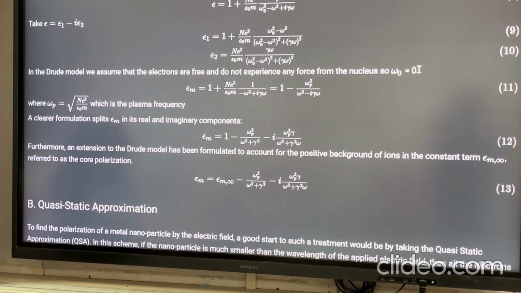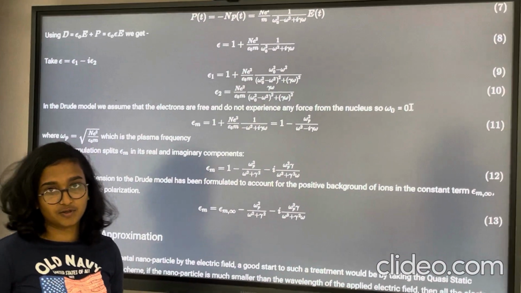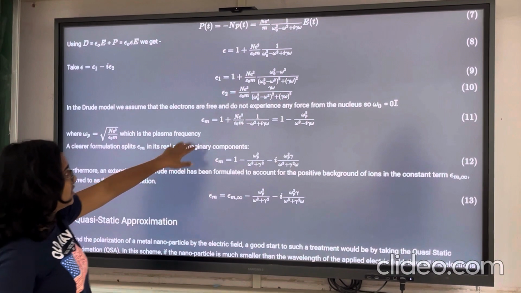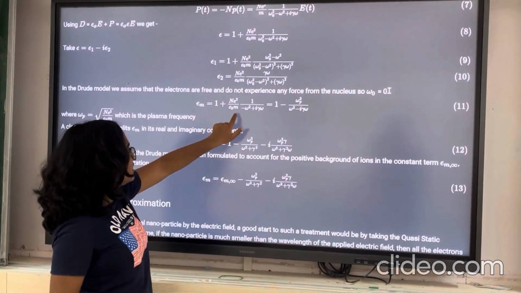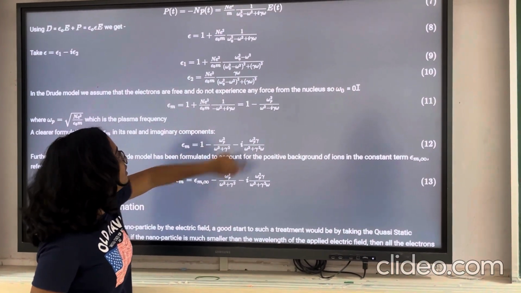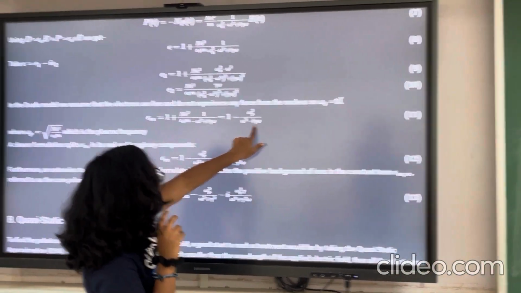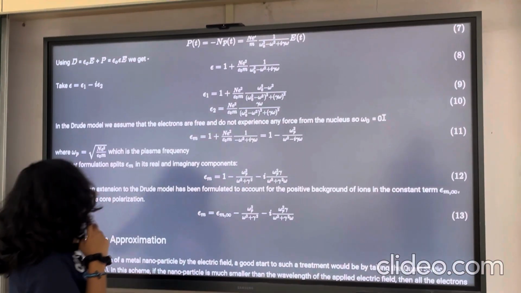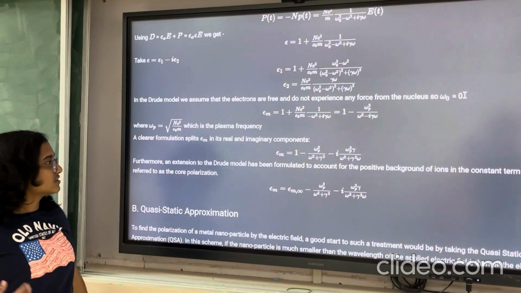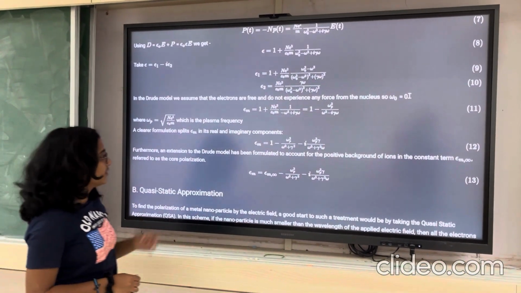And then in the Drude model, we assume that the electrons are free, and so they do not experience any force from the nucleus. This means that omega naught becomes 0, and so epsilon m in the medium becomes 1 plus n e square by epsilon naught m times 1 by minus omega square plus i gamma omega. This can be further written as 1 minus omega p square by omega square minus i gamma omega, where omega p is nothing but n e square by epsilon naught m, and is also known as the plasma frequency.